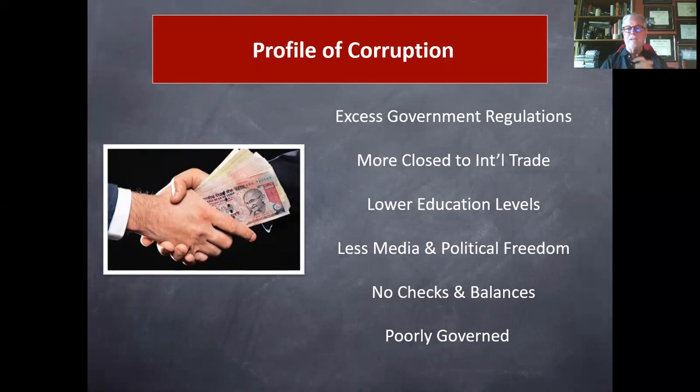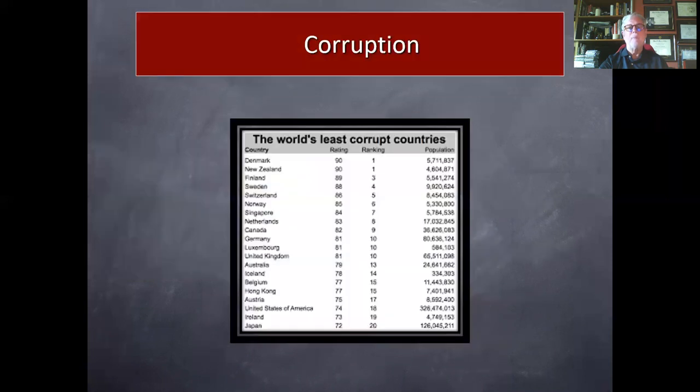Excess government regulation. That means there's a bureaucracy where there's a lot of hands on the way to getting what you want. These are usually insular and more closed to international trade. They have low education levels. They don't have much political freedom or media freedom. There's no checks and balances. The government does what they want, therefore they're poorly governed, and they're very famous for skimming money off the top.